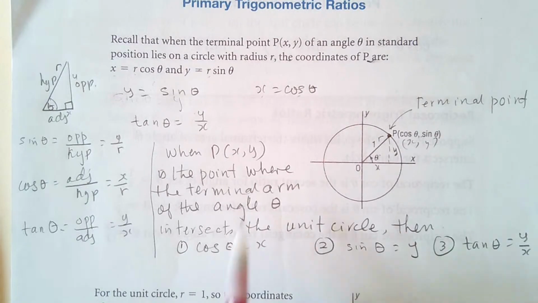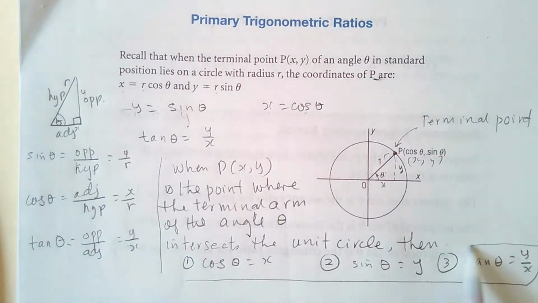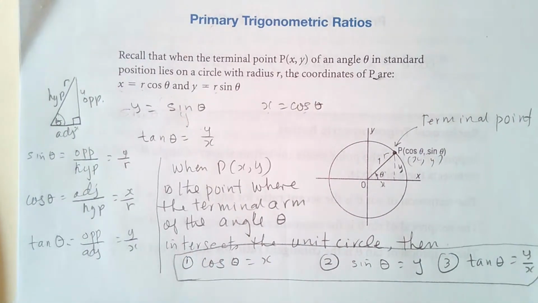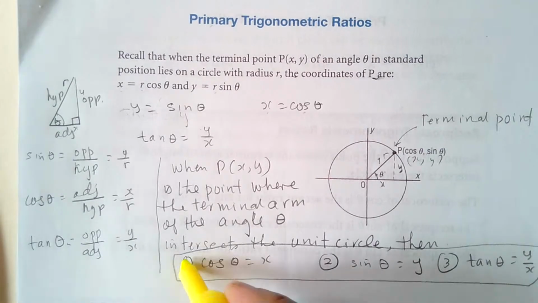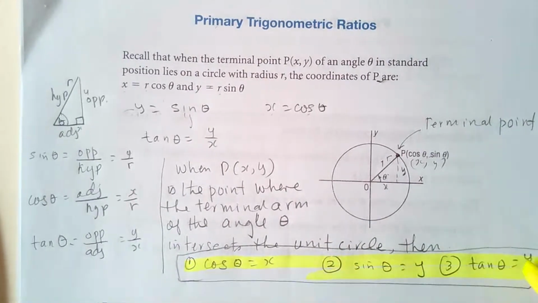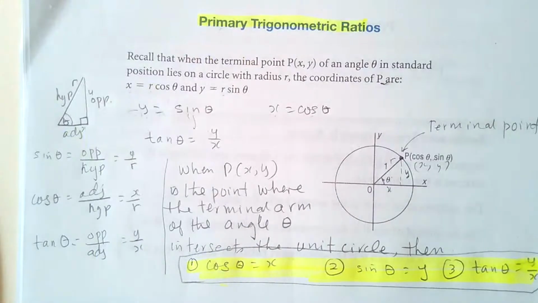So these are what we call the primary trig ratios. There is a question in your booklet that asks you to state the primary trig ratios, and those are your primary trig ratios. This will come in handy for some questions. So primary trig ratios are what we're working with here.